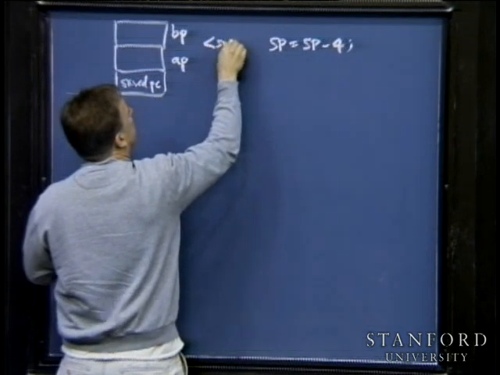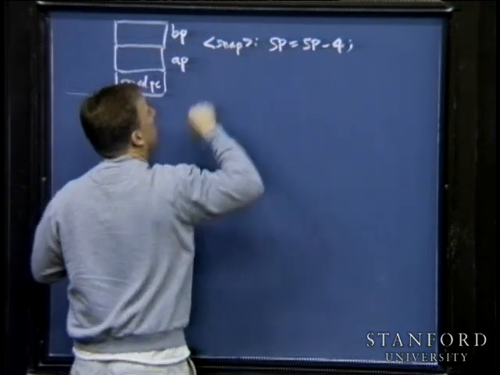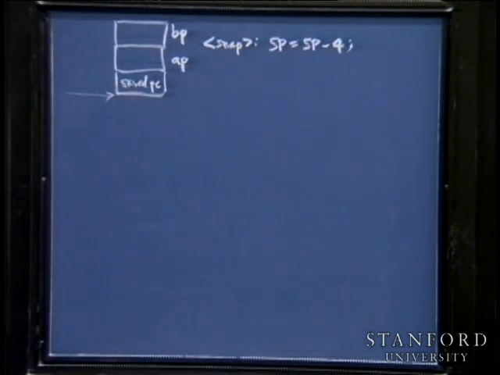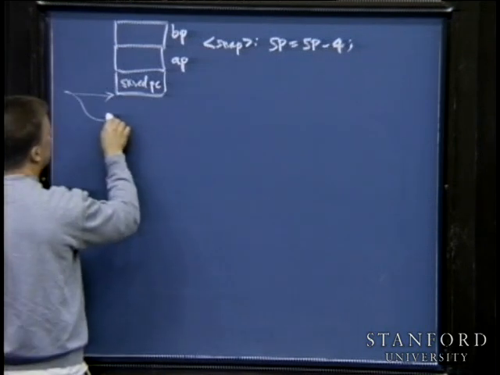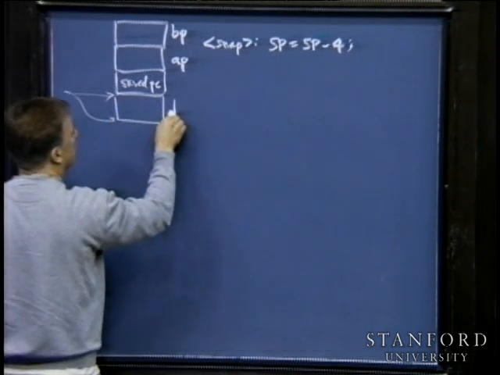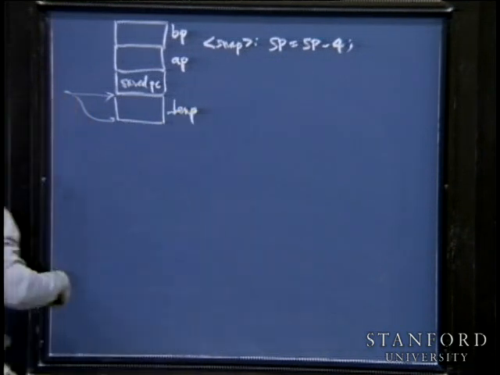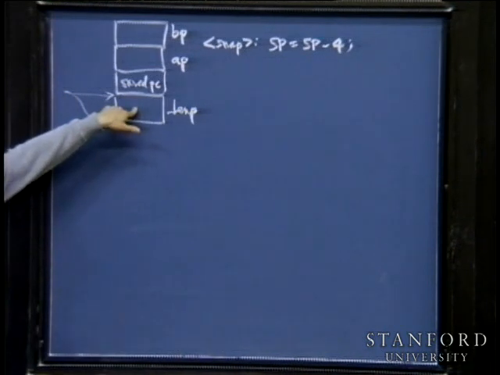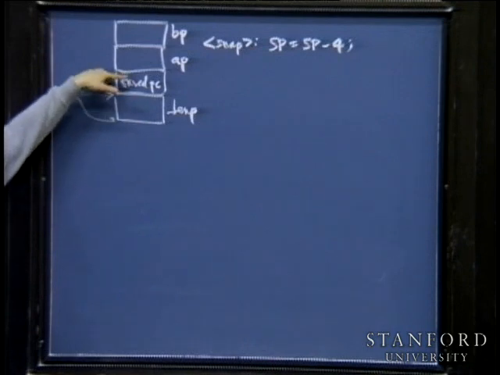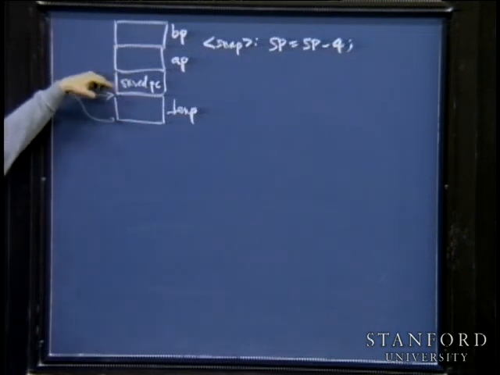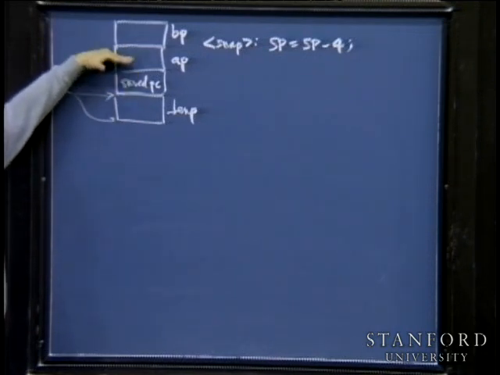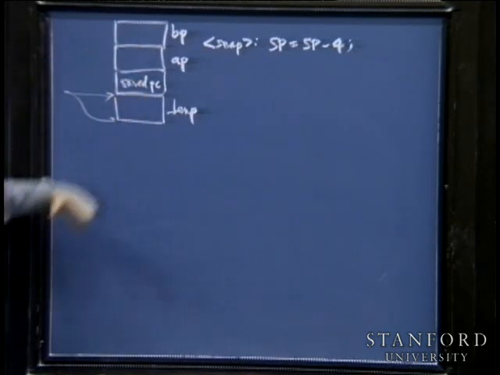I'll make it clear that this is associated with the label swap that we actually call or jump to. That brings this down here. This is locally referred to as temp in the code. This is the space that corresponds to temp in the activation record. The offsets of AP and BP actually shift a little bit. Now this is at address SP plus 8, SP plus 12.